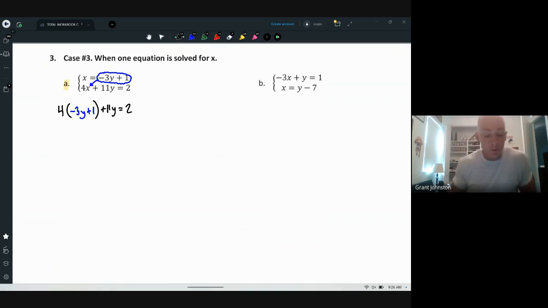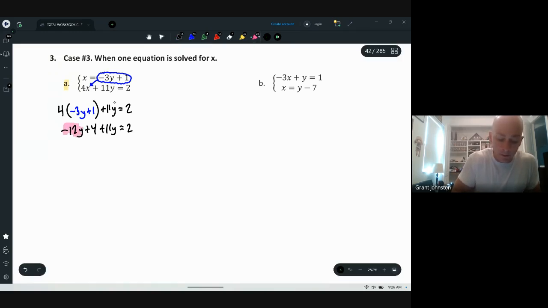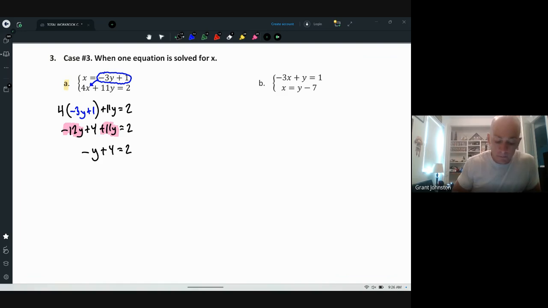And then we solve. So distribute. It's going to be negative 12y plus 4 plus 11y equals 2. I can combine some like terms. Negative 12y plus 11y would just be negative 1y plus 4 equals 2. Subtract 4 from both sides. Divide by, now remember that's a negative 1y, so to just get a positive 1y, I need to divide by negative 1. So y is going to equal 2.